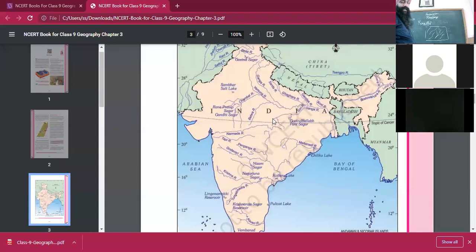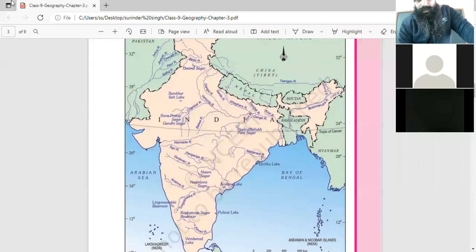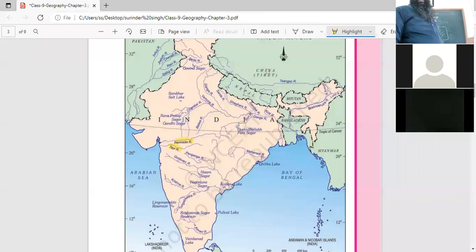Its best example is the Narmada and Tapi. When we see the Narmada and Tapi rivers, both flow parallel to each other. They neither meet. The reason behind the parallel movement of these two rivers is the existence of the Satpura hills, which make a water divide between the Narmada and Tapi, so these two rivers can't join each other.